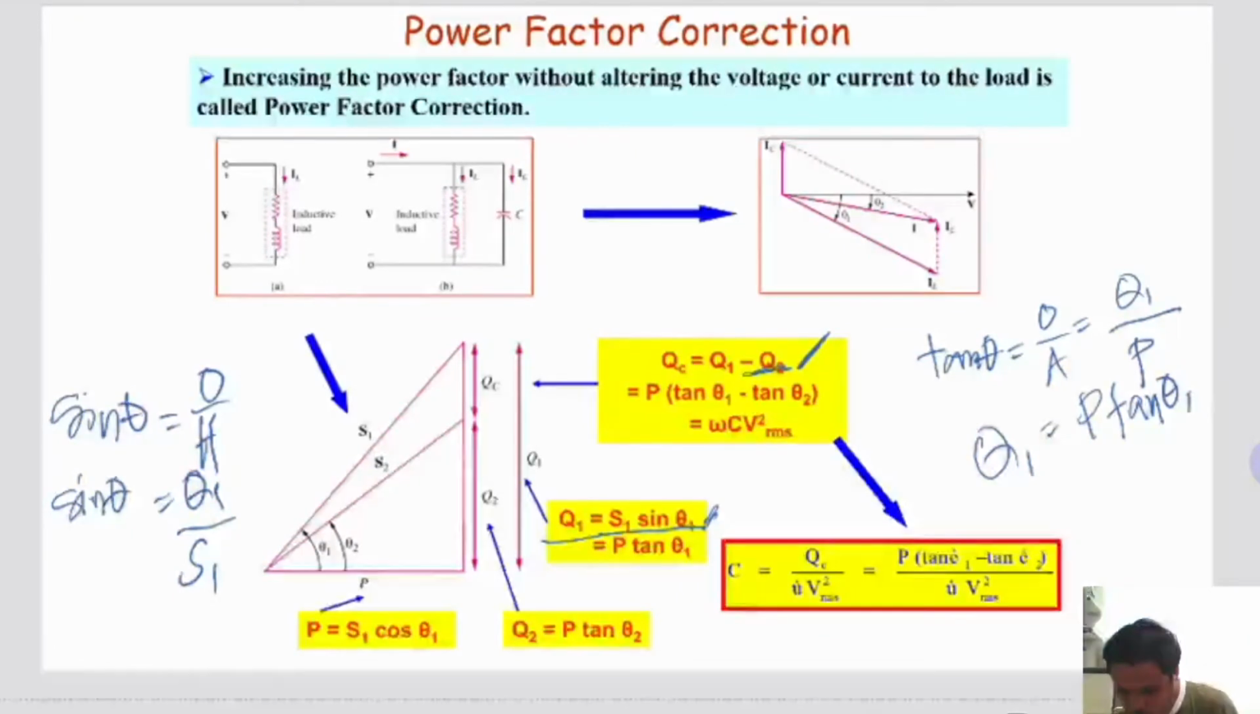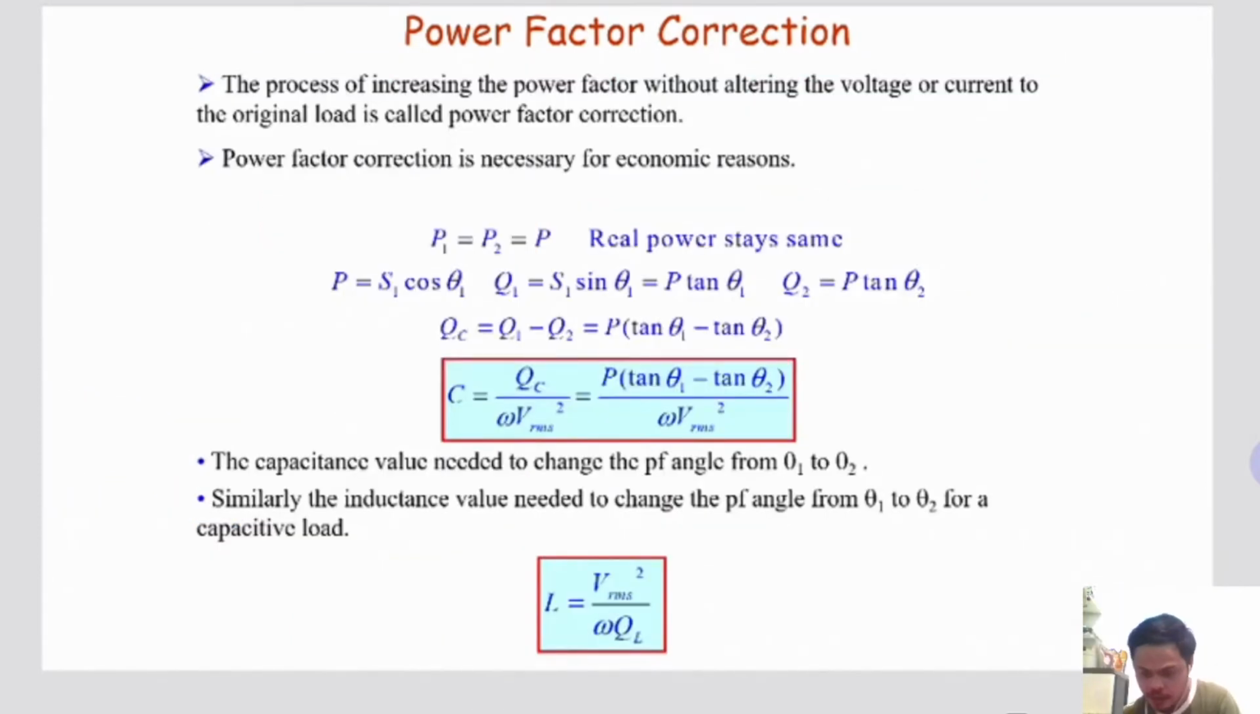So to determine the capacitor or the required capacitance, you have to compute first for your QC using this formula, and you have now over omega V squared RMS. Okay, so this is now the final formula for determining the required capacitor in the system.